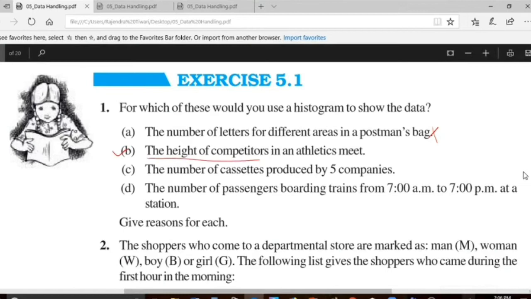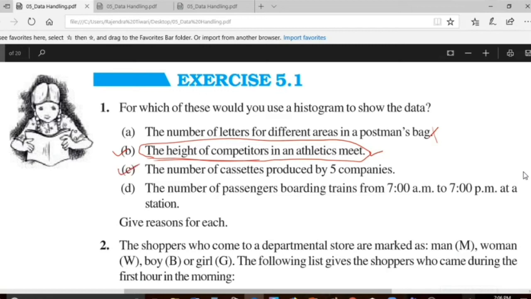Second question, the heights of the competitors in an athletics meet. You know in an athletic meet there are so many athletes, and the heights of the athletes are different. So we can make groups of the different heights of the athletes. This is a grouped frequency, so we can draw a histogram for this. This is the correct answer.